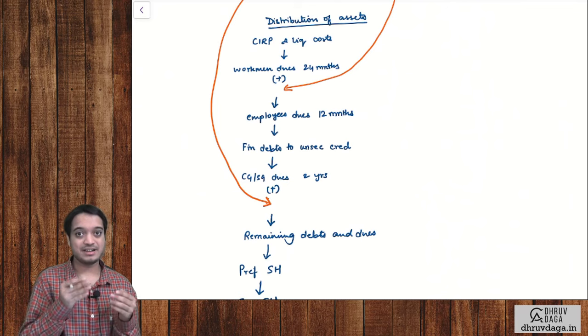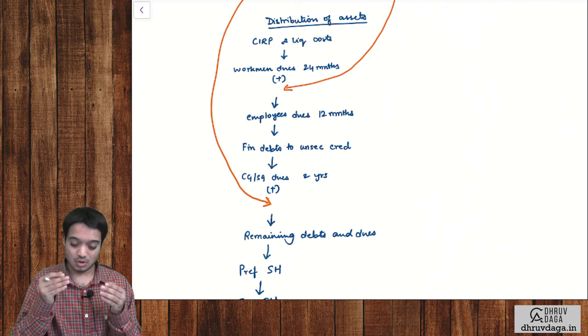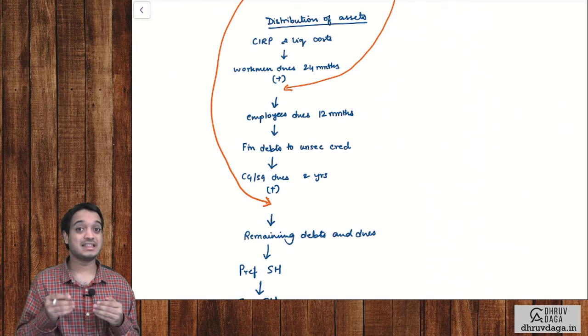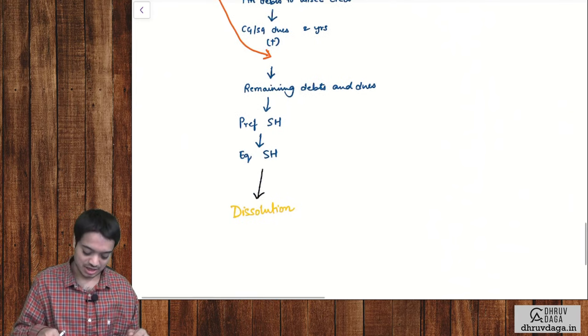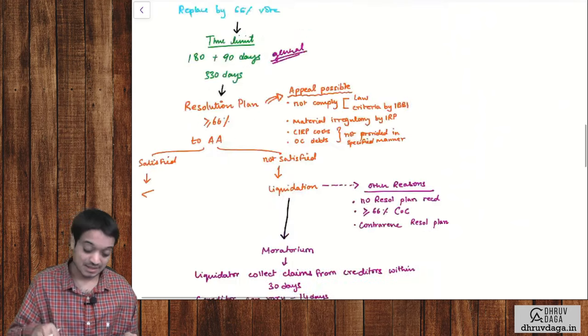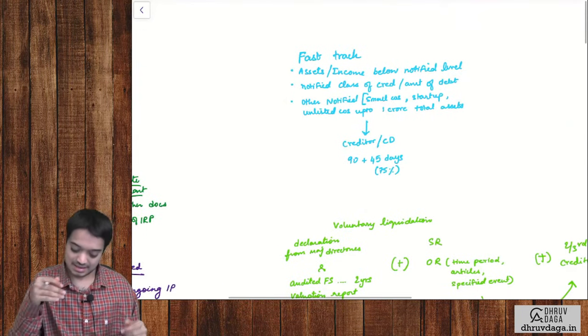उसके साथ अगर उन्होंने रियलाइज किया था सिक्योर क्रेडिटर्स ने अपना एसेट एंड इनएडिक्वेट पड़ गया, उसके बाद देन द अदर डेट्स एंड ड्यूज, देन प्रेफरेंस शेयर होल्डर्स, एंड देन लास्ट इज इक्विटी शेयर होल्डर्स. ये सब होने के बाद एन ऑर्डर ऑफ डिसोल्यूशन ऑफ द कॉर्पोरेट पर्सन शैल बी पास्ड. दिस कंप्लीट्स आर कॉर्पोरेट इंसॉल्वेंसी रेजोल्यूशन प्रोसेस.